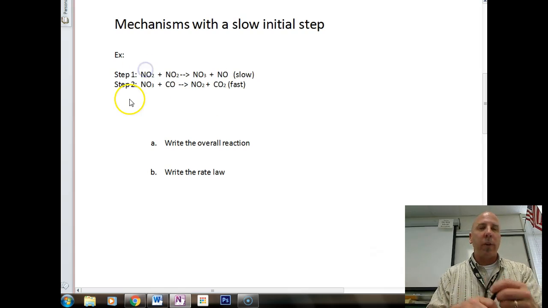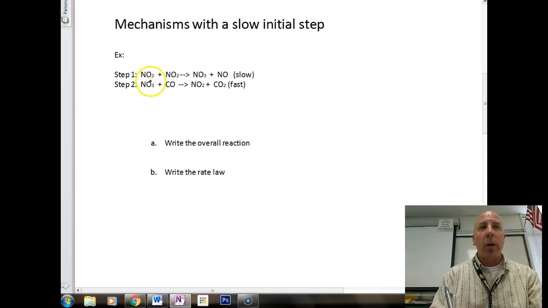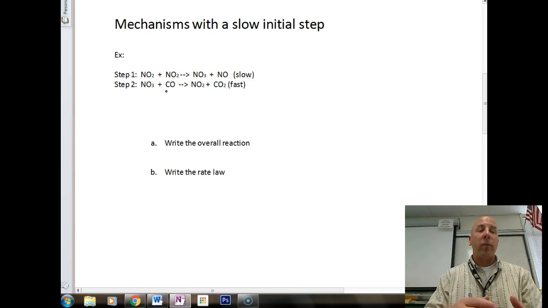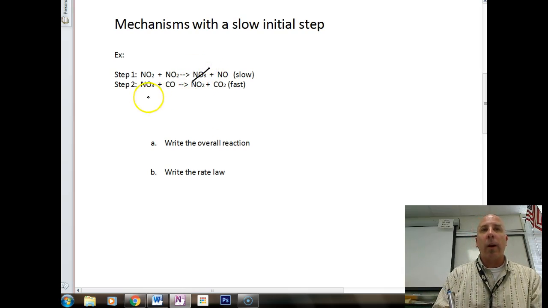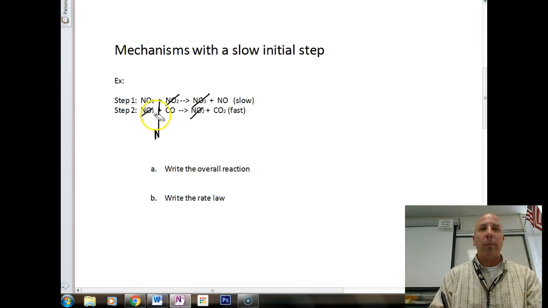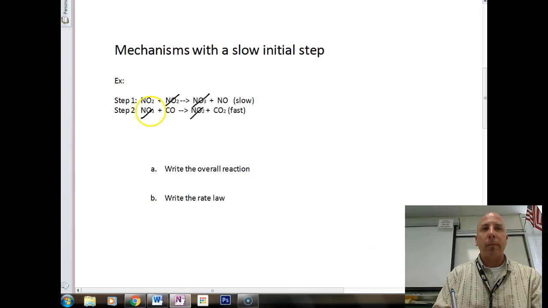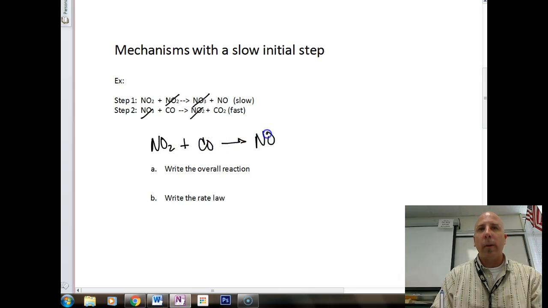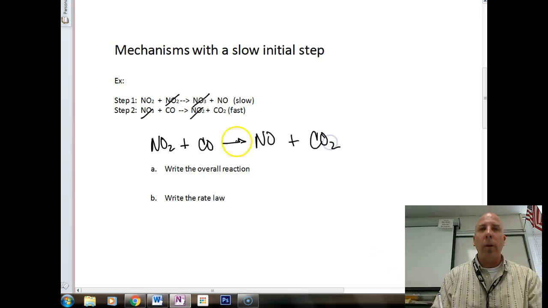But before we talk more about that, let's write the overall reaction. Remember, on overall reactions, if we have something that is present on either side of the arrows, we can cancel it out. So this nitrogen trioxide and nitrogen trioxide could cancel. This nitrogen dioxide and nitrogen dioxide is going to cancel. And we can write our overall reaction as NO2 plus CO yields NO plus CO2. That's going to be our overall reaction right there.